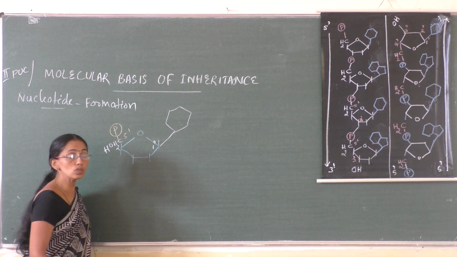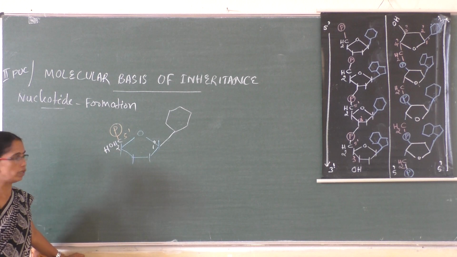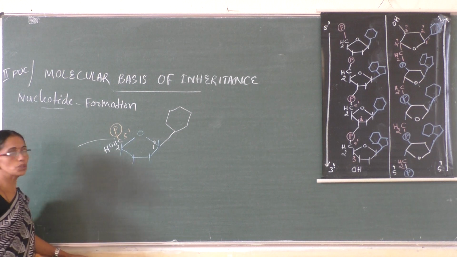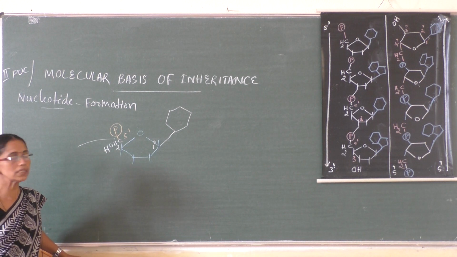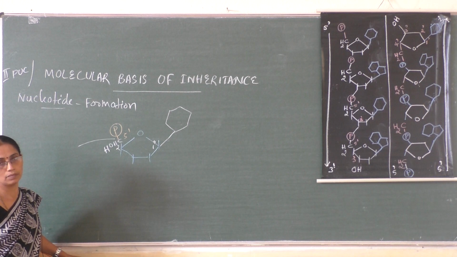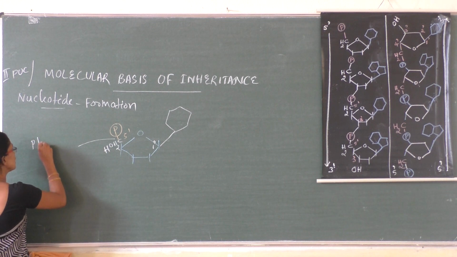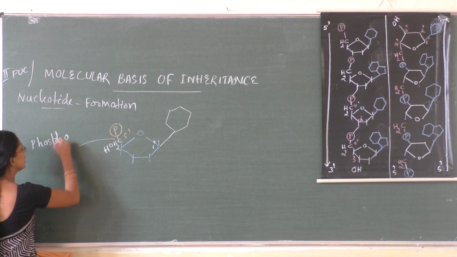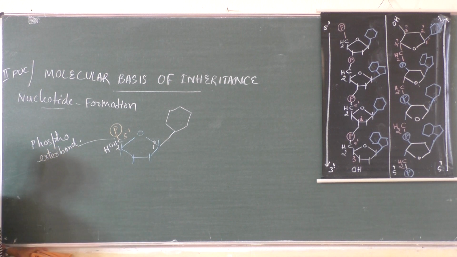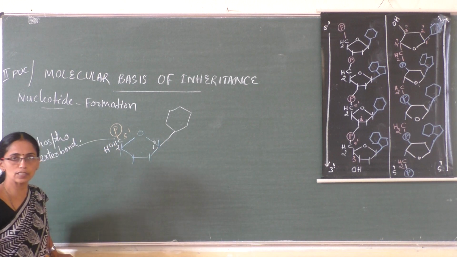In the case of a nucleoside, I told you base and sugar are connected by an N-glycosidic bond. Now what about the bond between sugar and phosphate? Phosphate is bound to the sugar at the 5th prime carbon by a phosphoester bond, an ester bond. So here it is a phosphoester bond, and here it is an N-glycosidic linkage, that is in the case of a nucleoside.